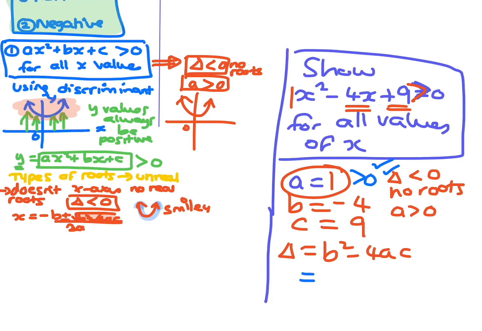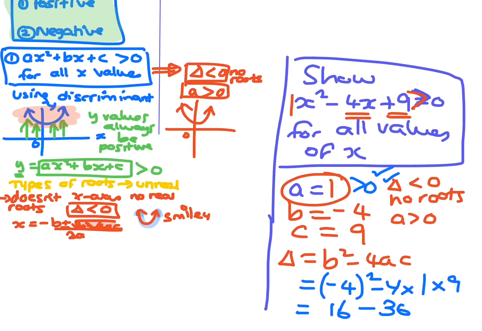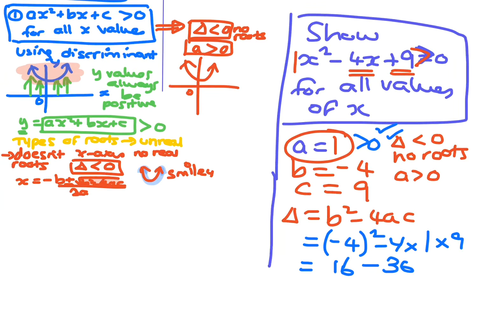What about the discriminant? Let's look at the sign of the discriminant. b is minus 4, so sub the b in. a is equal to 1, so sub the 1 in, and c is equal to 9. Minus 4 squared is 16. 4 times 9 is 36. 16 minus 36 is minus 20. That is negative, so therefore it has no real roots.